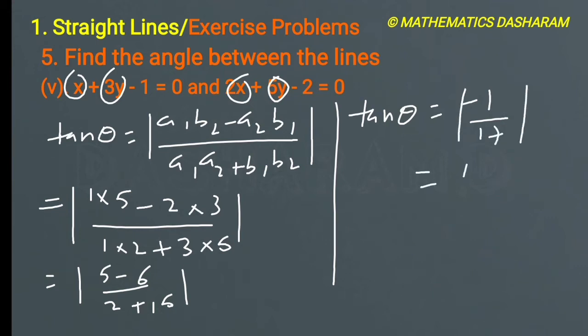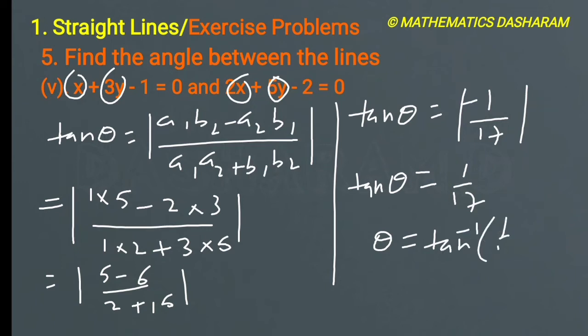So we can write 1 by 17, because we have a mod symbol, and 1 by 17 is not available in the tan trigonometric ratio table. Then theta equals tan inverse of 1 by 17.